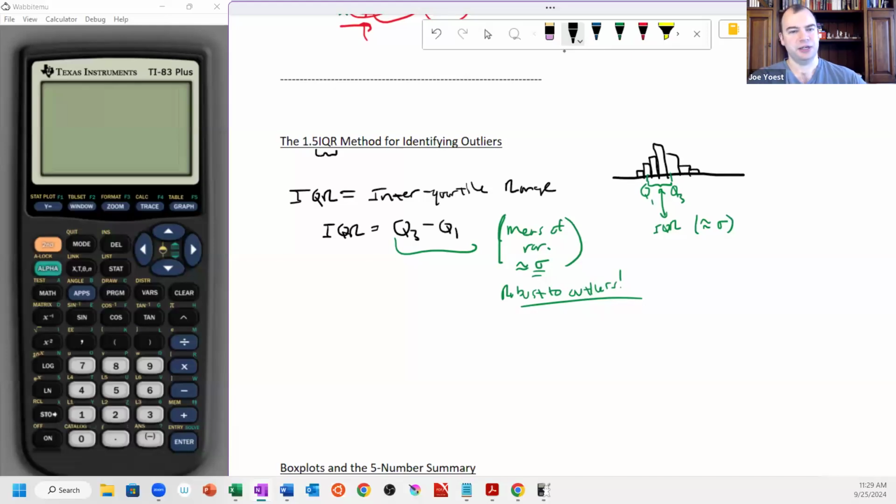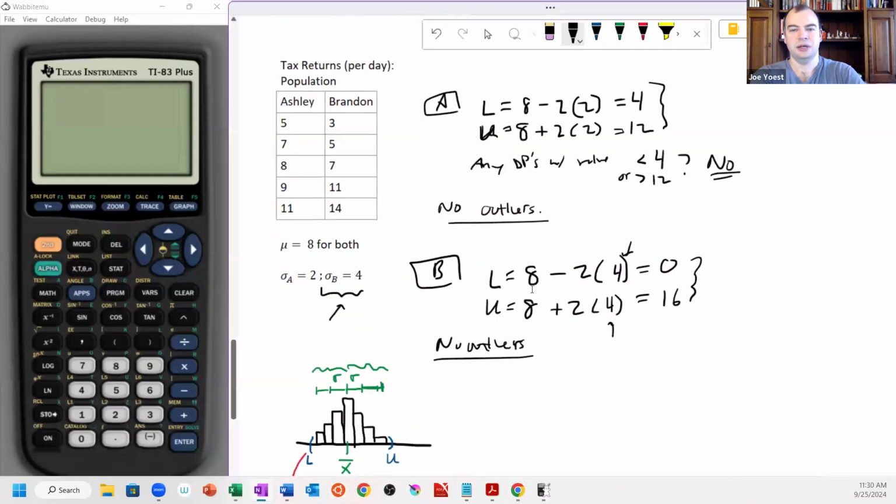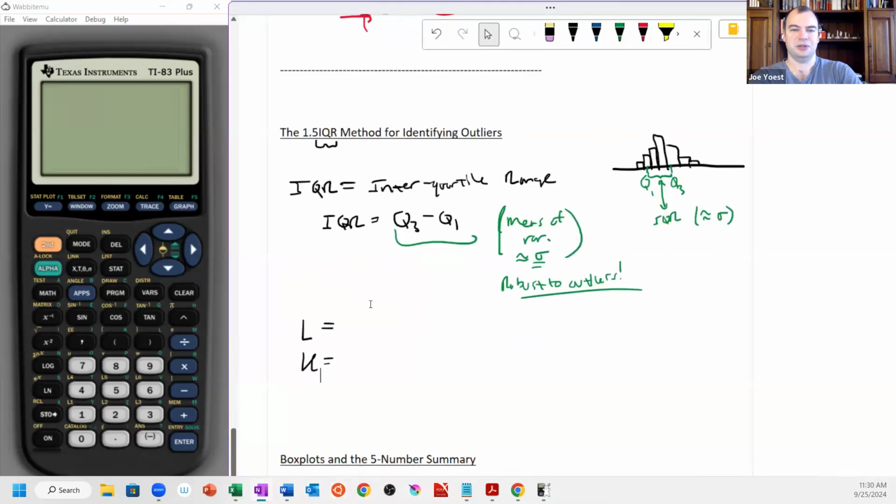So what's the 1.5 IQR method then? Well, I construct a lower and an upper bound. Now, if I really wanted to mirror this up here, instead of mean plus or minus 2 standard deviations, I might do something like median plus or minus 2 IQRs. I have to be completely honest with you. I've looked into this. I don't know why they don't do that.